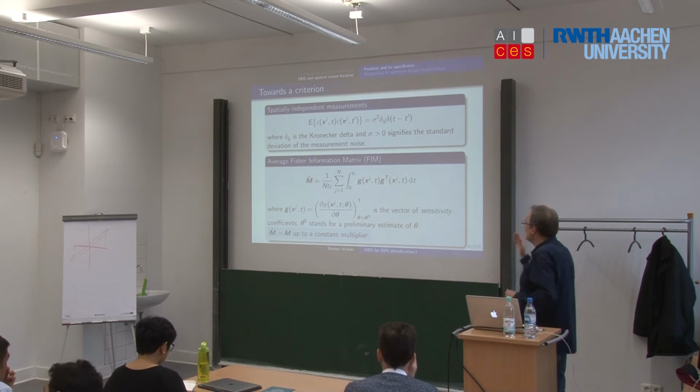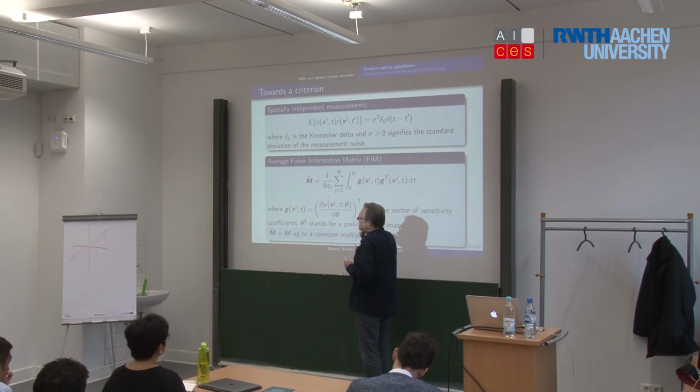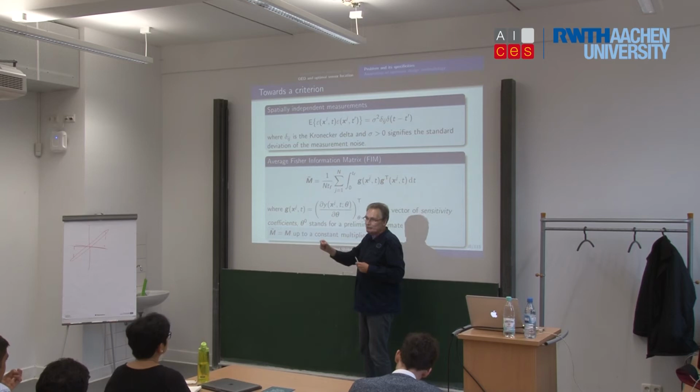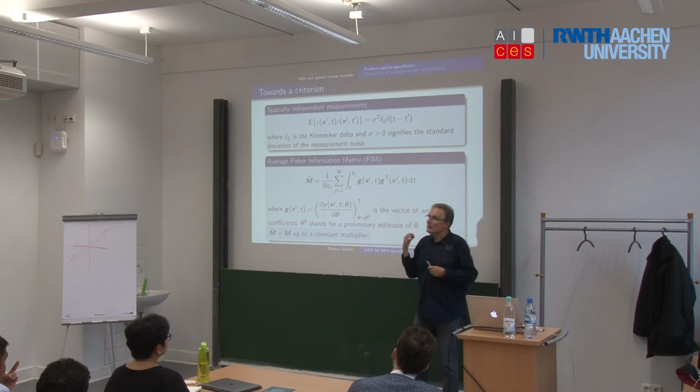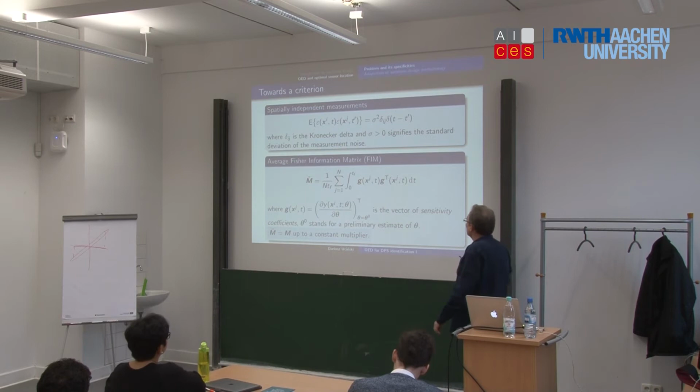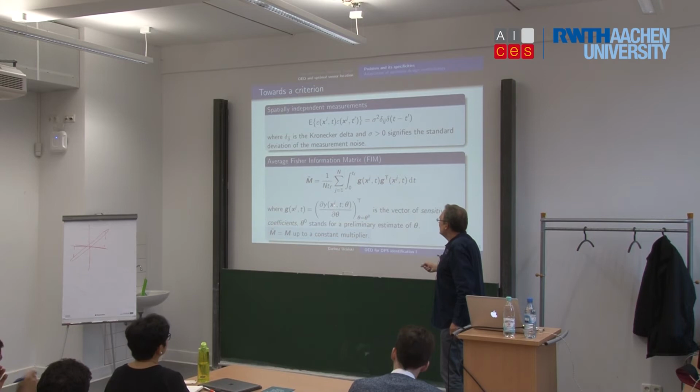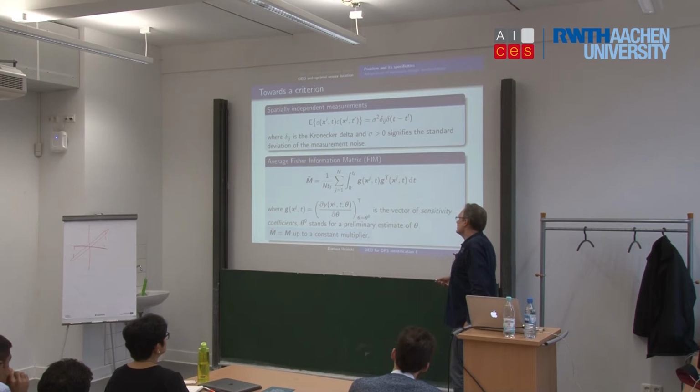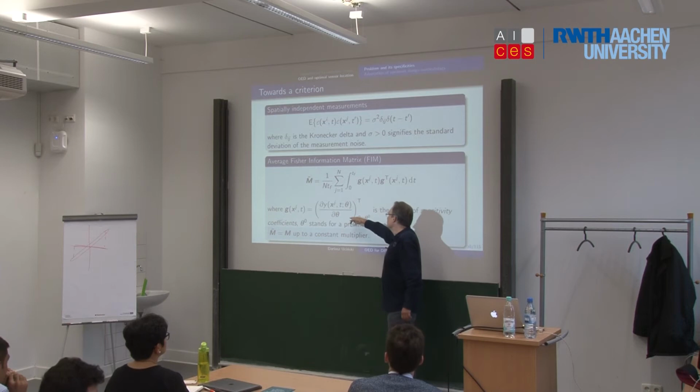So we have here the information matrix, and a nice thing about this Fisher information matrix is that it is a sum of matrices coming from different points. Each term in the sum comes from a different spatial point where a sensor is located. So this makes the problem much more tractable. And here you can see the vector G, which collects the derivatives of the state variable with respect to the unknown parameters. These are called the sensitivity coefficients, and this vector has, of course, a number of components equal to the number of unknown parameters.